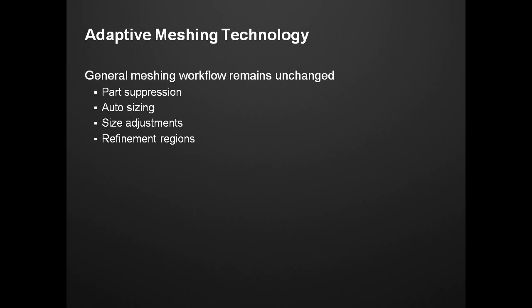The ability to suppress parts from the meshing process, robust geometry-based mesh auto-sizing, the ability to adjust sizes for edges, surfaces, and volumes, and user-definable refinement regions for additional control over mesh density remain largely unchanged. An additional option is now available which allows for results-based mesh refinement or mesh adaptation.